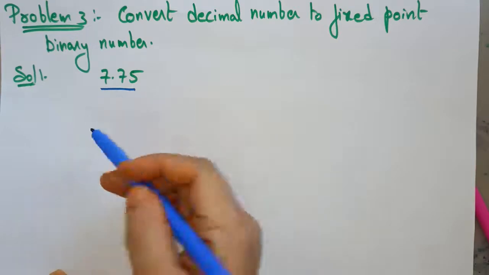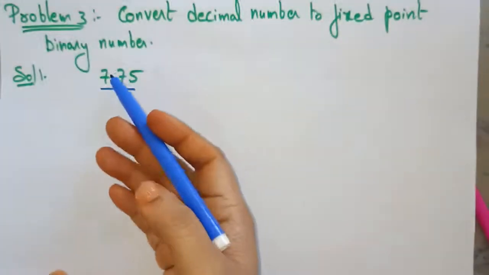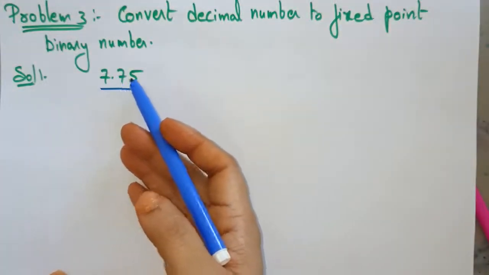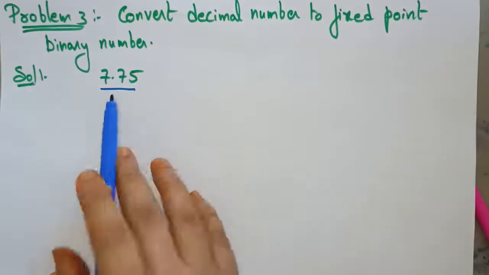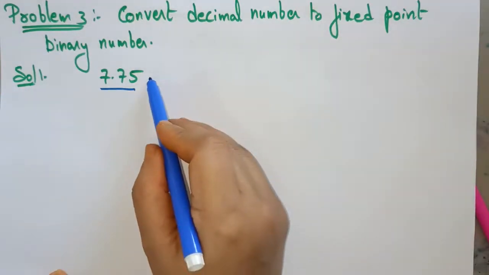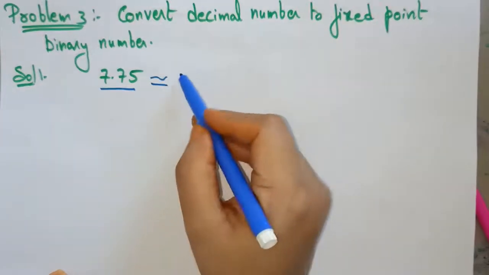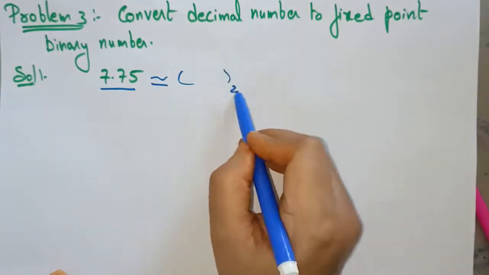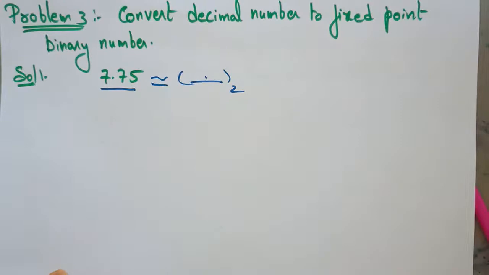We know that because we are able to read that and we can identify what type of number it is. It's 7.75, we are able to read. So this is a decimal number. I want to convert this decimal number into fixed point binary numbers. Okay, fixed point binary numbers.